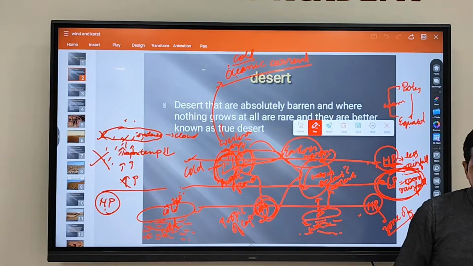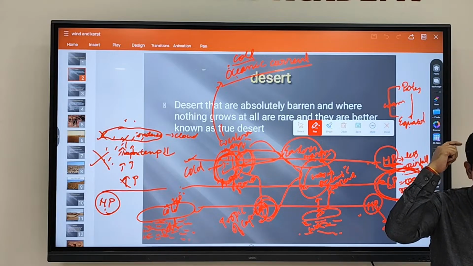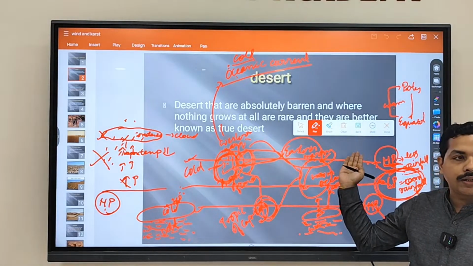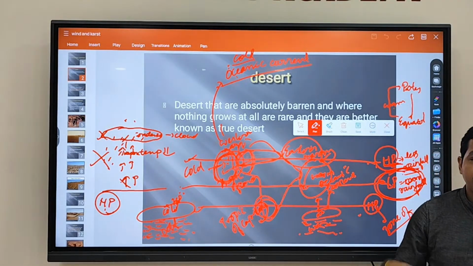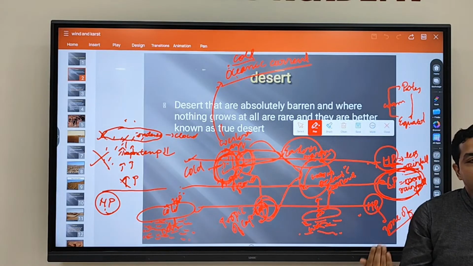Clear? So is this desert a cold place or a warm place? Desert is a warm place. There can be cold desert also, like Ladakh is a cold desert where nothing grows. There are hot deserts also, like Sahara is a hot desert, Thar is a hot desert. So those are the hot deserts, depending upon at which location you are finding the desert. It can be cold desert also, it can be hot desert also. Fine.